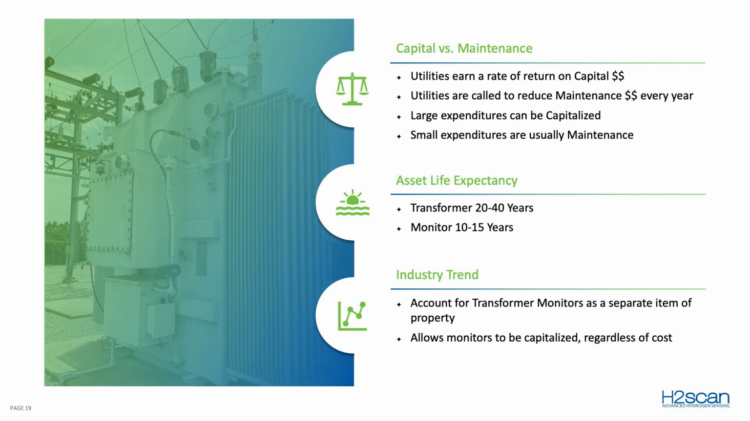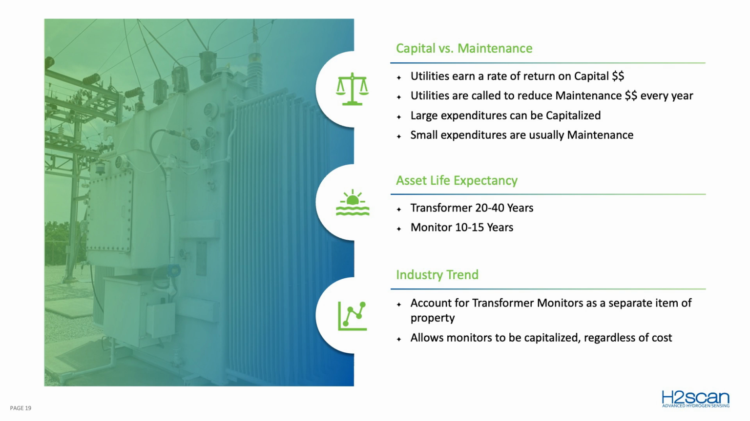Typically, 20 to 40 years on a transformer, or 30 to 50, depending on your utility, where a typical monitor is going to last 10 to 15 years. So how do you rectify that? How do you keep monitoring your critical assets? And so those are challenges that asset managers have to deal with.